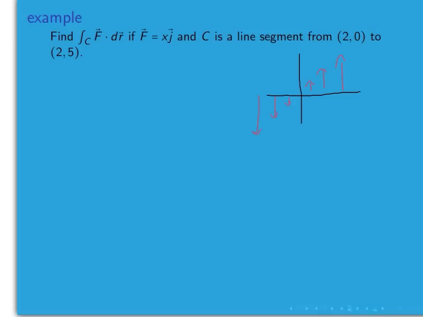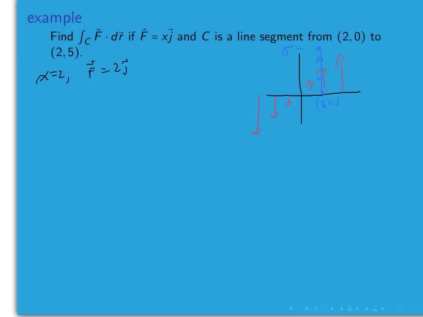The path starts at the point 2, 0 and goes up to the point 2, 5. So it's going to go up to 5. So there's the path, and it's important to notice the direction. So notice the direction of the path is the same as the direction of the vector field at x equals 2, and so the line integral should certainly be positive. Now, we can simplify this problem quite a bit. Notice that on this path, x is always 2. So if x is always 2, then the value of the vector field is simply 2j everywhere.